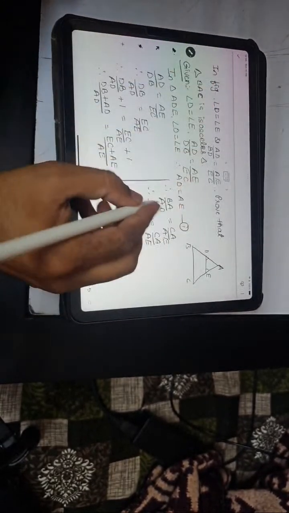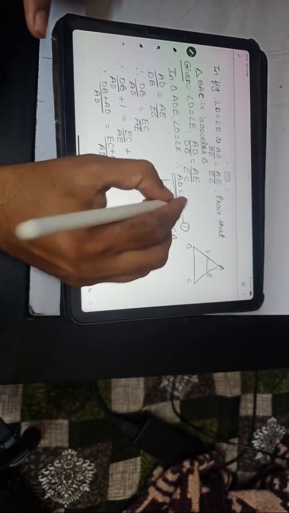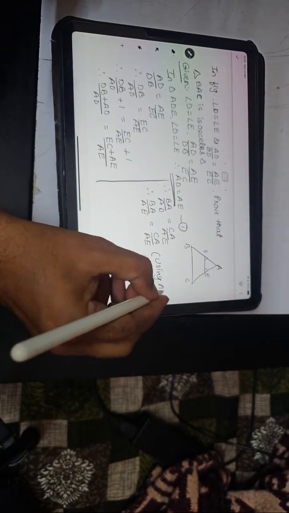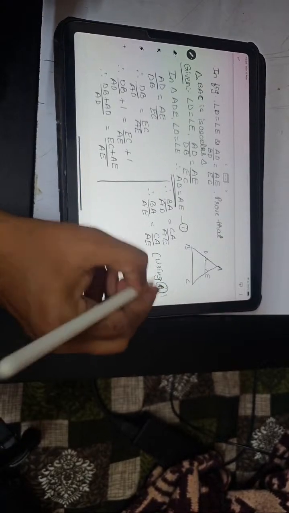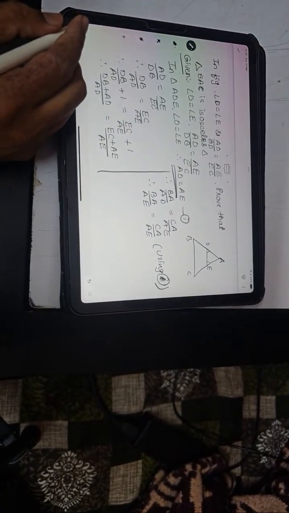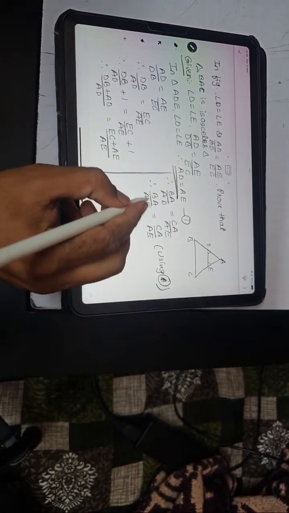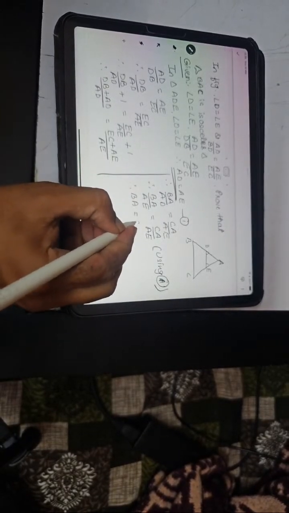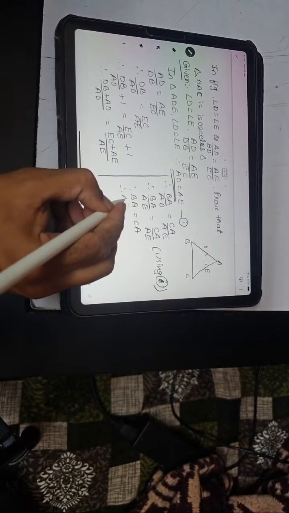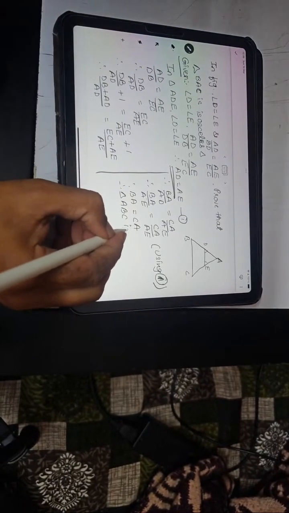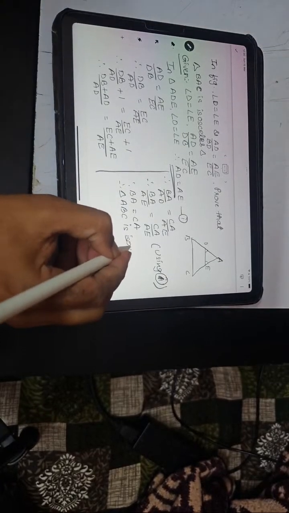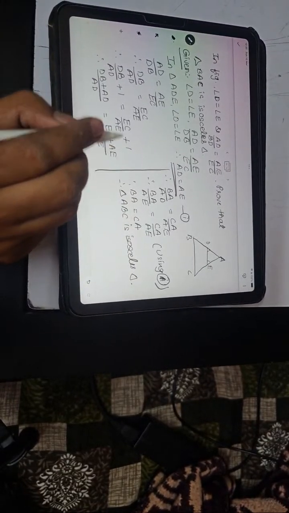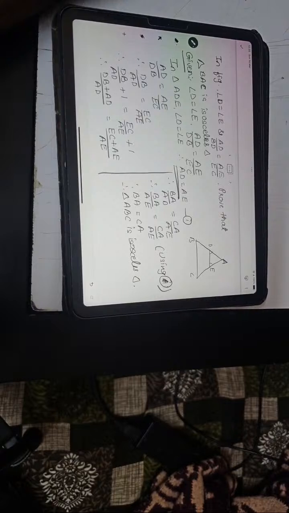See why I have done this? I have used equation 1, AD equal to AE. So instead of AD I have written AE using equation 1. So this means now both sides AE is there, so I can cut them. So therefore BA equal to CA. So therefore triangle ABC is isosceles triangle. So I got that the triangle is isosceles, which they needed to prove.